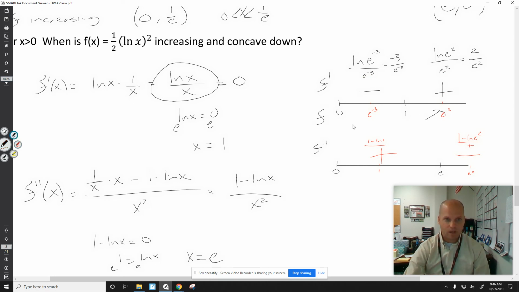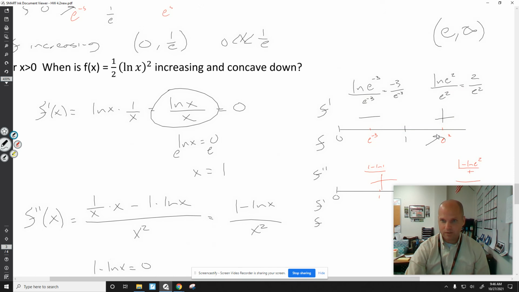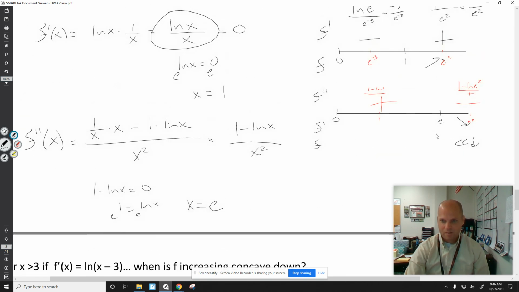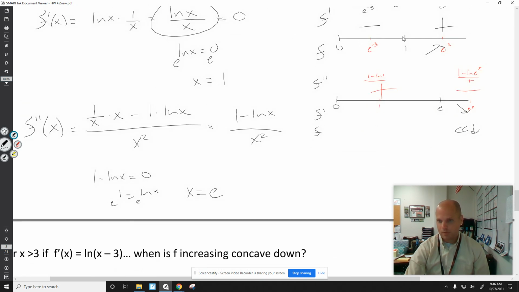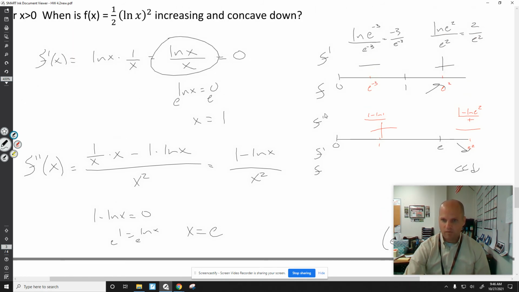When is f concave down? F is concave down when f prime is decreasing, when f double prime is negative. So we're actually looking at x is bigger than e again. Maybe I should ask increasing and concave up, and increasing concave up would be between 1 and e. But if you have the analysis, then you're fine. For this question that I asked you, it would be between e and infinity, when f double prime is negative and f prime is positive.